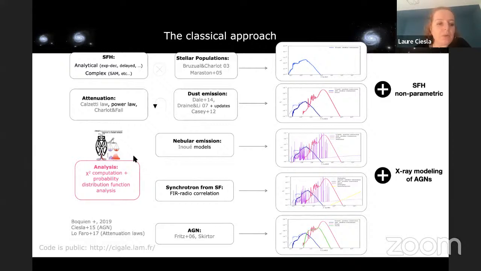And here we use in Marseille CIGALE that we have been developing. That is public and everybody can use it. And we are improving CIGALE, and recently we added a non-parametric star formation history that I won't have the time to mention here, and also the X-ray modeling of AGNs. So we have really a complete tool that models everything from X-ray to radio. So this is what we call the classical approach.